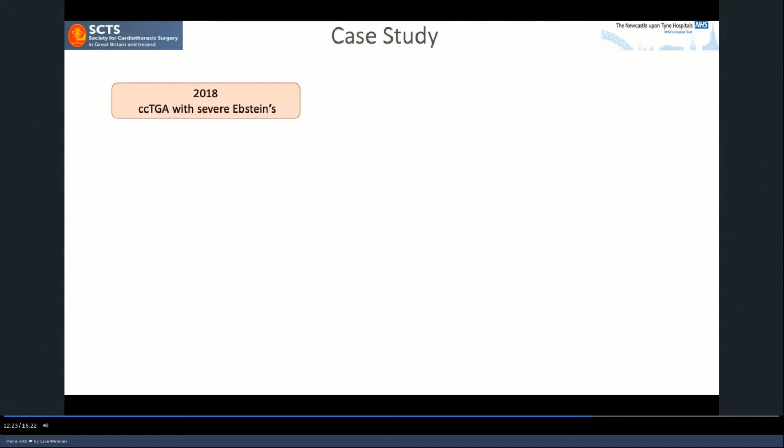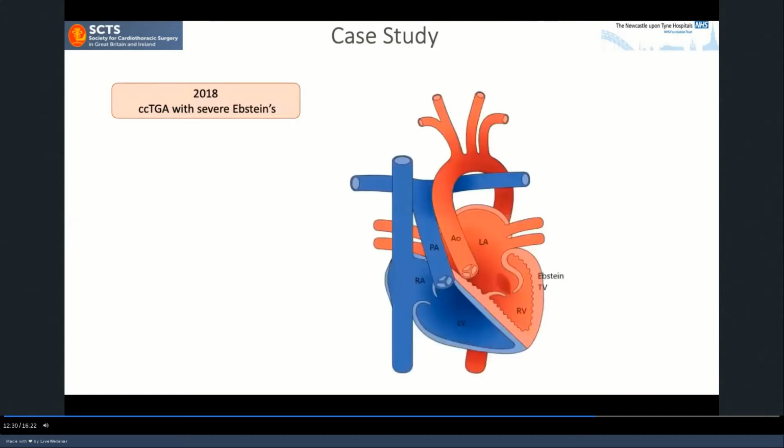In 2018, a little baby was born with a condition of CCTGA and a severe Epstein's anomaly. So you can see a severe degree of regurgitation through the Epstein's valve, and the local team at 6 months of age decided to go ahead with a pulmonary artery band.